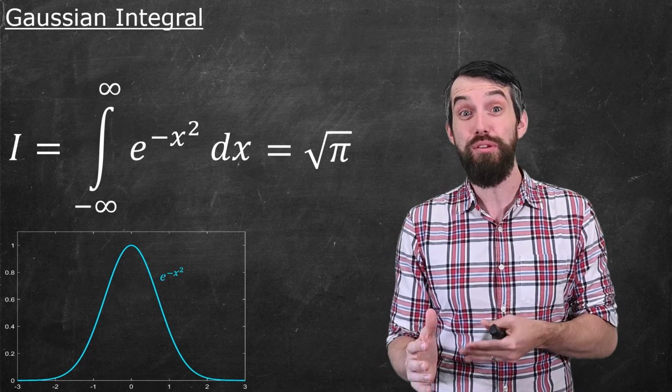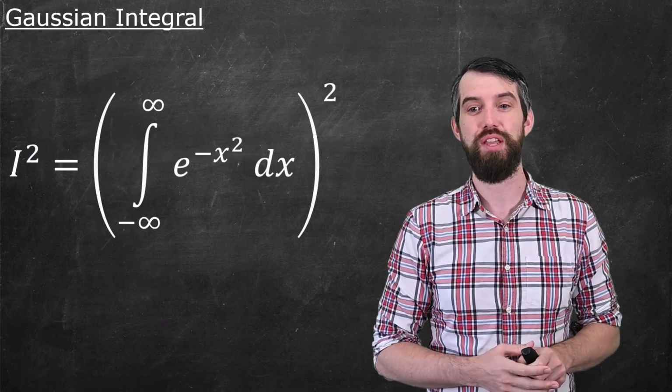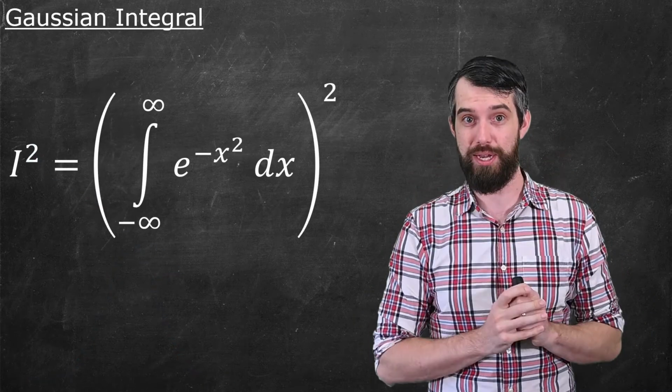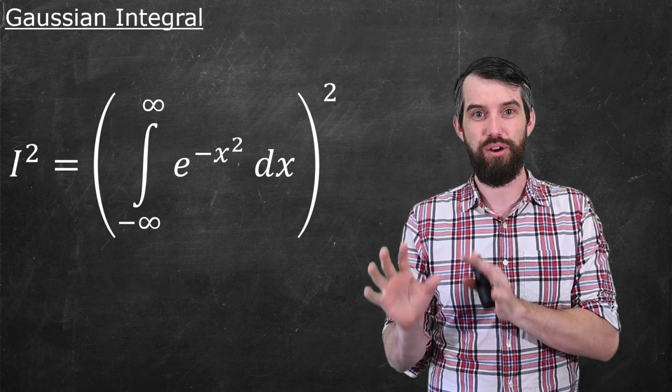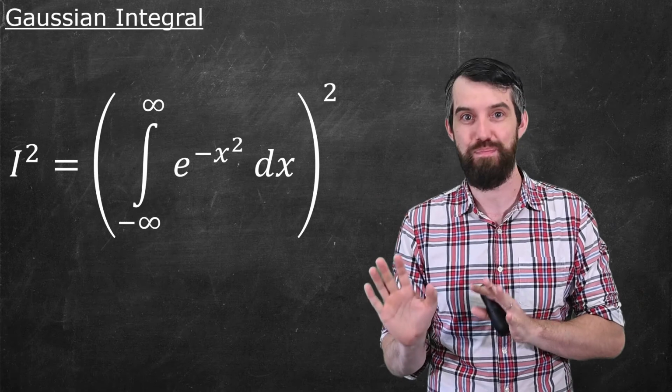So let's see how we can do it with multivariable calculus. It's an awesome trick. Let me just focus on the integral by itself, but I'm going to square it. So it's not just I equal to this particular integral, it's I squared equal to the square of that integral. Okay, bear with me for a moment.